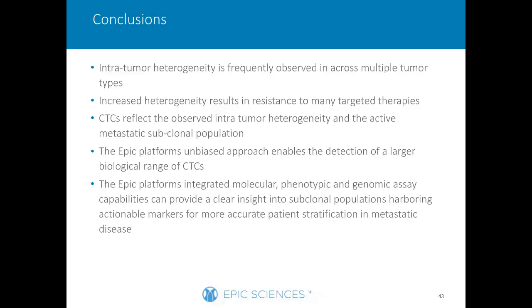The CTCs are truly reflective of the subclonal populations and the active metastatic subclonal populations. The EPIC platform's unbiased approach allows us to see a wider biological range of CTCs, and integrating these molecular, phenotypic, and genotypic assays gives us the capability to identify distinct subclonal populations that we can then target with actionable markers to better stratify patients in metastatic disease. And so that wraps it up. At this point, we will open it up to questions.